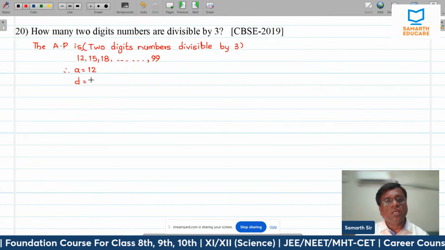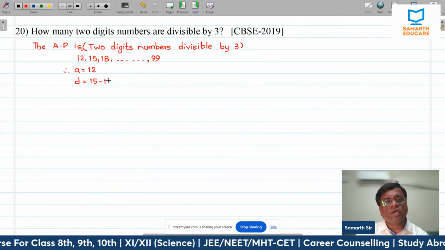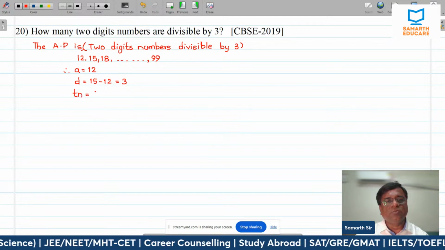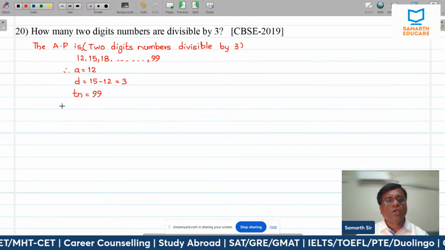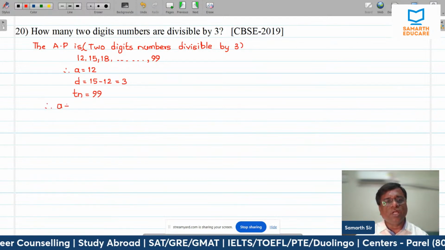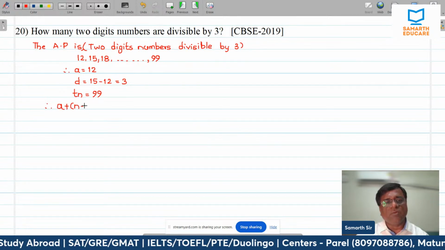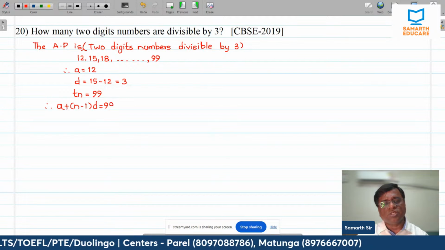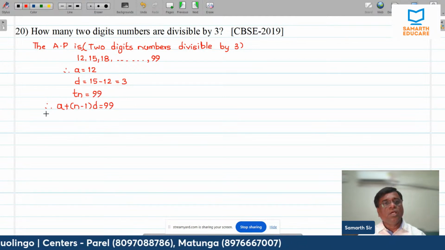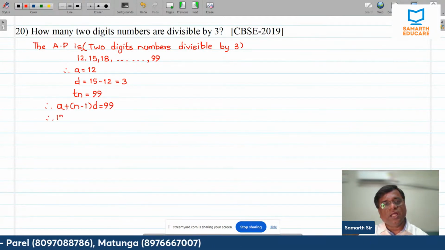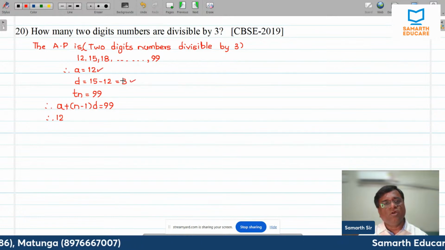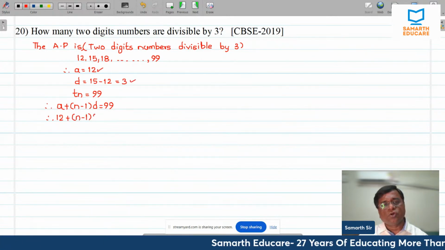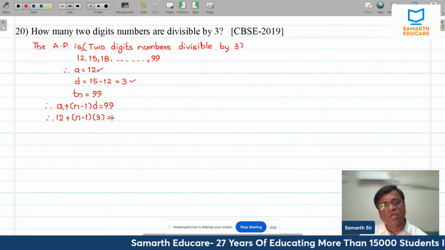Value of D is 15 minus 12, and that is equal to 3. And the interesting part is nth term is 99. So what is nth term? According to our calculation, it is A plus n minus 1 into D. This is 99, which is given to us. All right. So the value of A is 12, value of D is 3, just like something that we have solved in some of the previous questions.